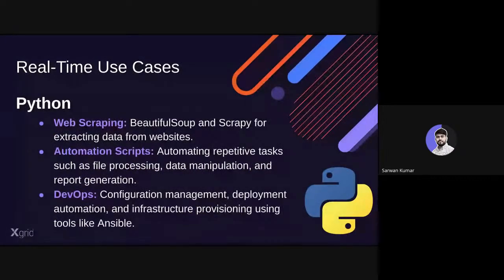The next is the use cases where these languages are being used for automation. Python is widely used for web scraping, like extracting data from different web sources. It has libraries like Beautiful Soup and Scrapy for extracting data from websites. Mainly Python is used for web scraping, and automation scripts are also written in Python. Let's say we have to write a script for installing software or utilities. We use Python automation scripts for that purpose as well.